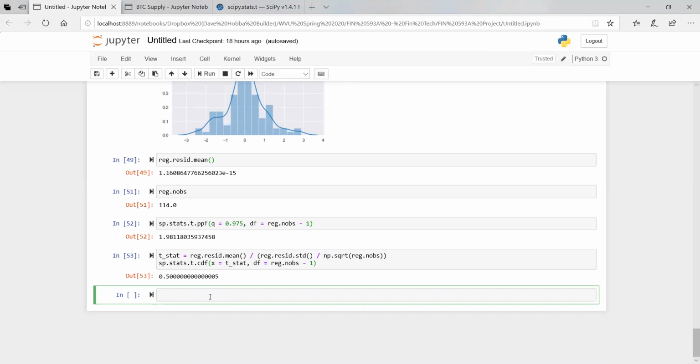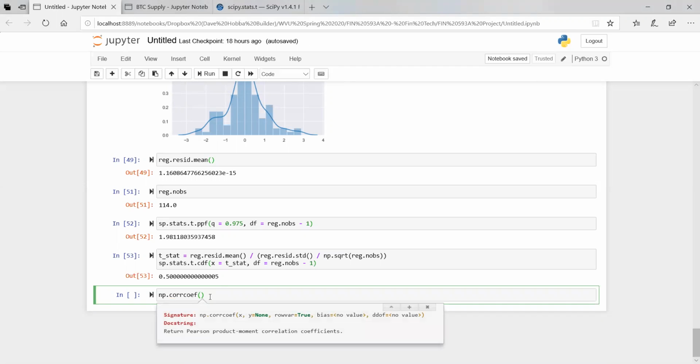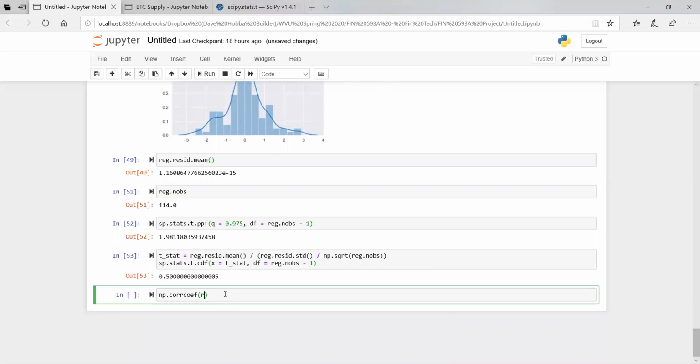So in order to check the correlation of the error term and log start to flow, we're going to use NumPy's. You can do this a few different ways. Pandas has a correlation. There are some ways to calculate here, but we'll just do a correlation coefficient. So return the Pearson correlation coefficient. Let's calculate the correlation coefficient between the regression residuals and our log start to flow.